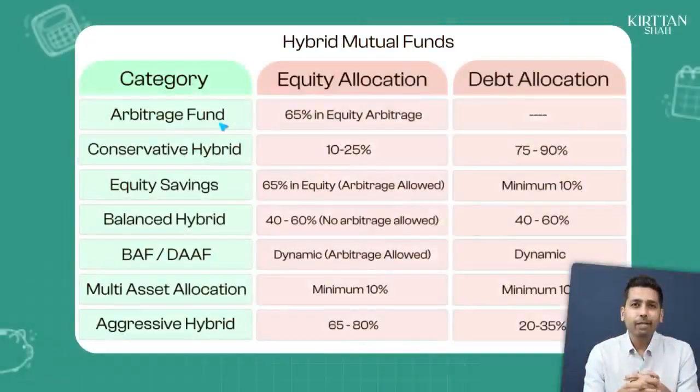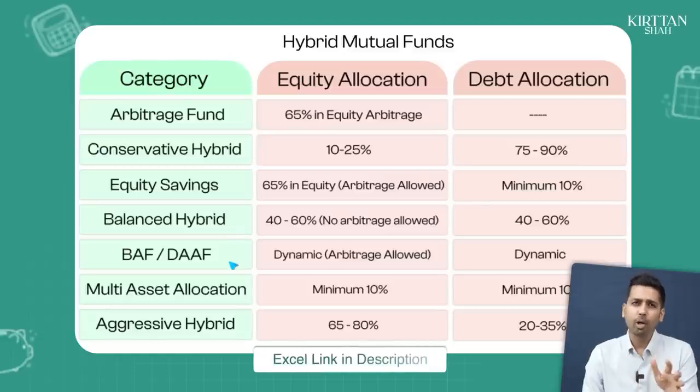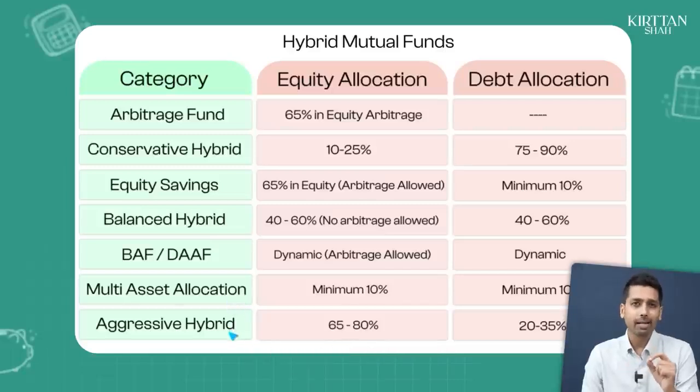Now there are 7 different types of hybrid mutual funds. First is the arbitrage mutual fund. Second is the conservative. Third is the equity savings. Fourth is balance hybrid. Fifth is balance advantage fund, which is also called dynamic asset allocation fund. Sixth is the multi-asset allocation fund. And the seventh is the aggressive hybrid.